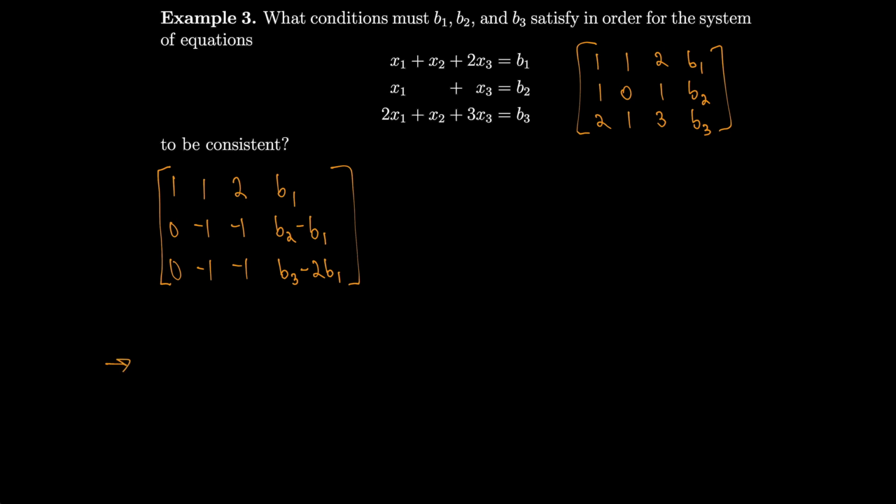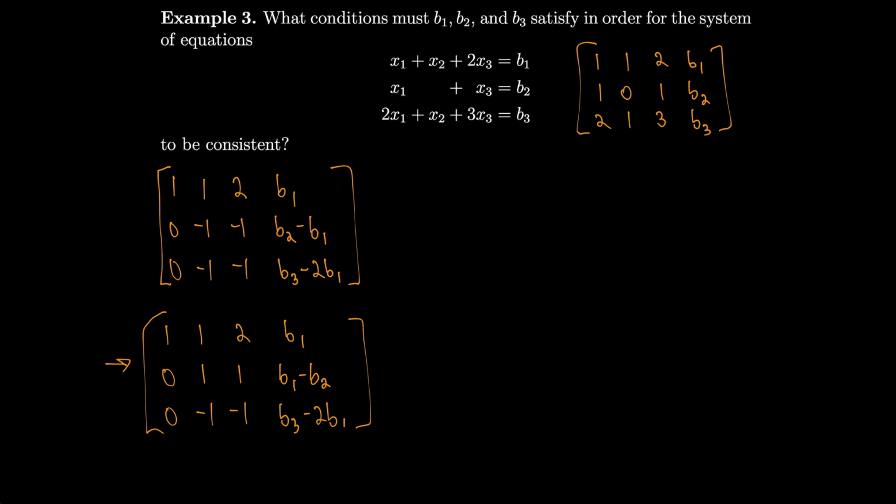Okay, so then I'll keep going. My top is still good. I would like to get a leading 1 over here, so I'll multiply that by negative 1. So I'll get 1, 1, 2, B1, and I'll get 0, 1, 1, B1 minus B2. I'll just change the order; that's multiplying by a negative. And my last row I'll leave the same, 0, minus 1, minus 1, B3 minus 2 B1. Okay, I'm making progress.